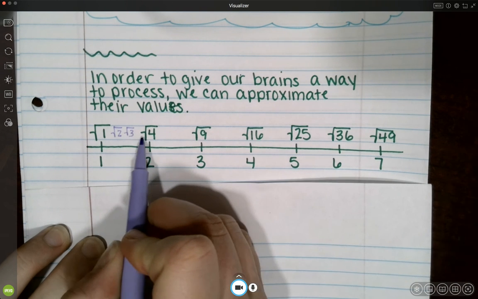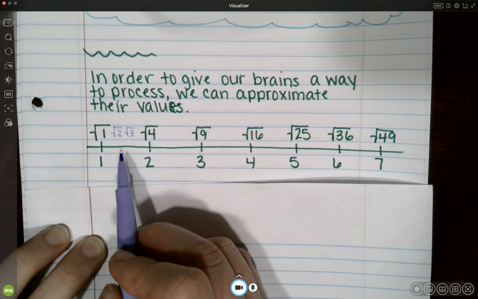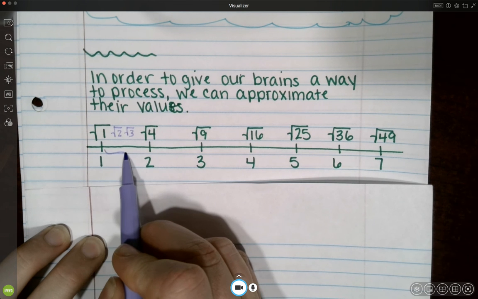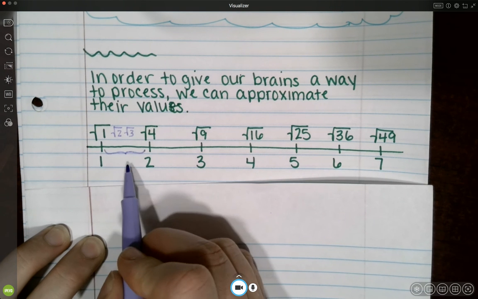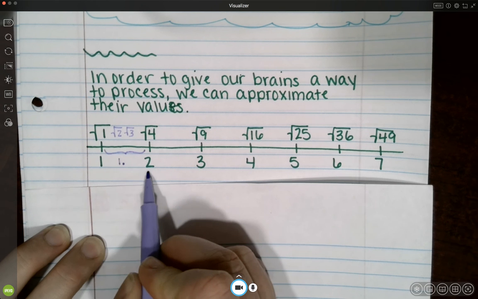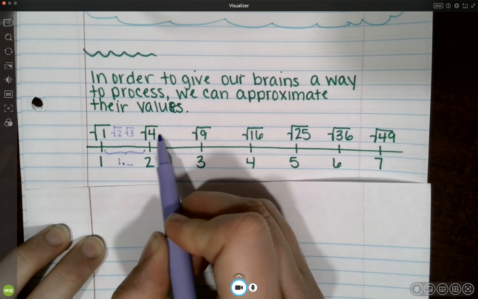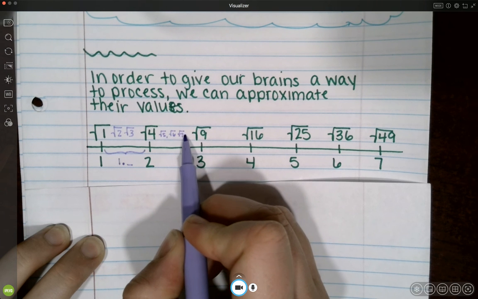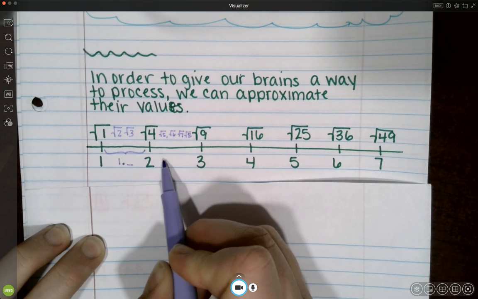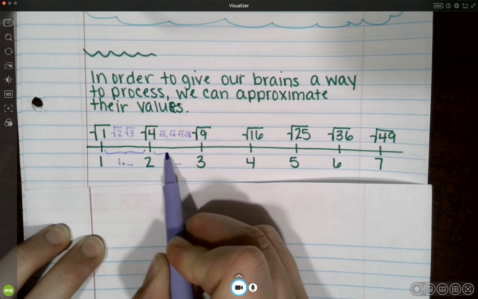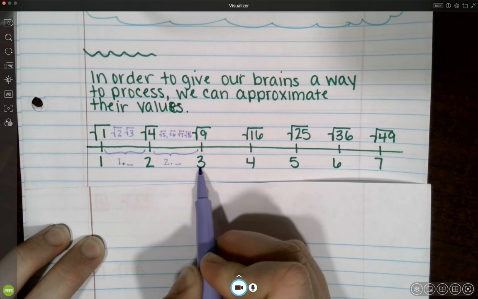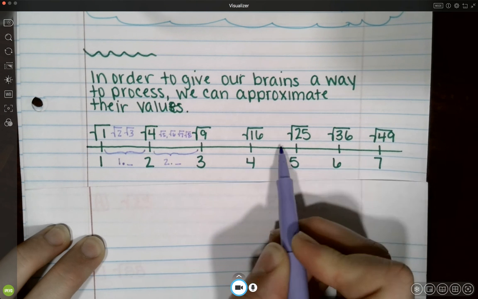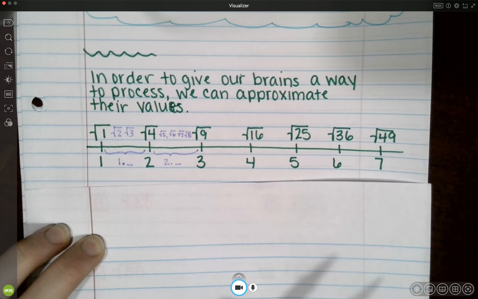1, 2, 3, 4. Which means the square root of 2 and the square root of 3 have to be some sort of decimal that's 1 point something because it falls between 1 and 2. The square root of 5, the square root of 6, square root of 7, and square root of 8 all have to be 2 point something because they fall between 2 and 3. And we can continue doing this with our number line completely through if we wanted to.